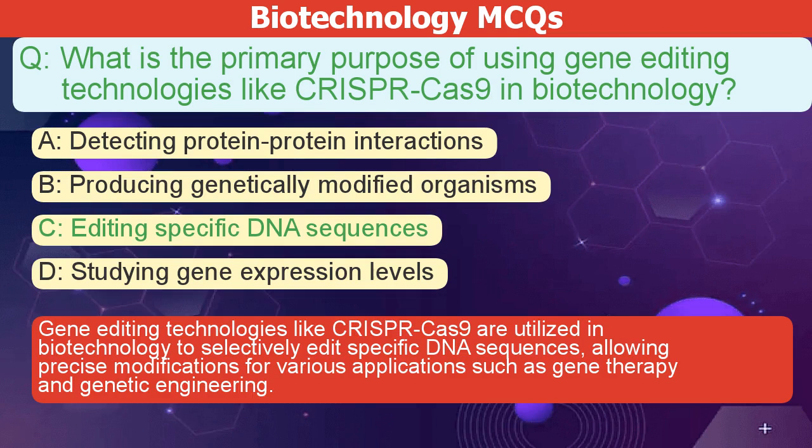Gene editing technologies like CRISPR-Cas9 are utilized in biotechnology to selectively edit specific DNA sequences, allowing precise modifications for various applications such as gene therapy and genetic engineering.